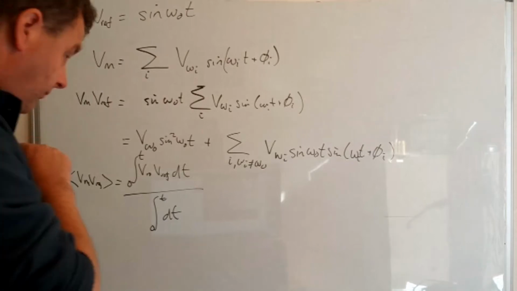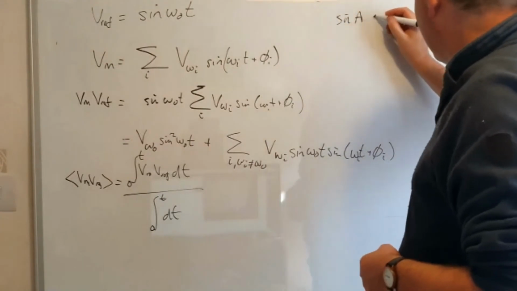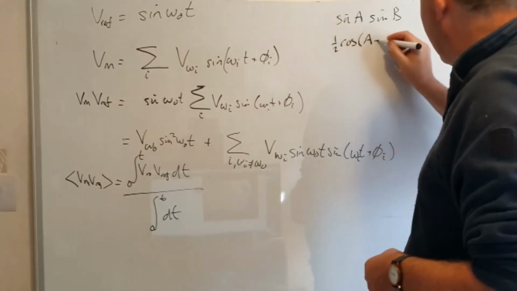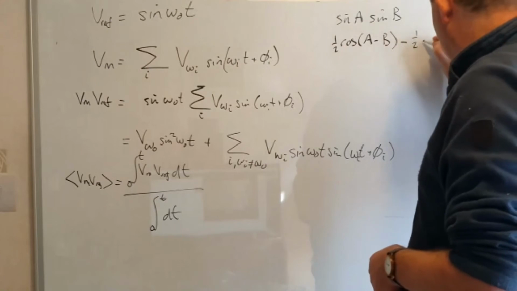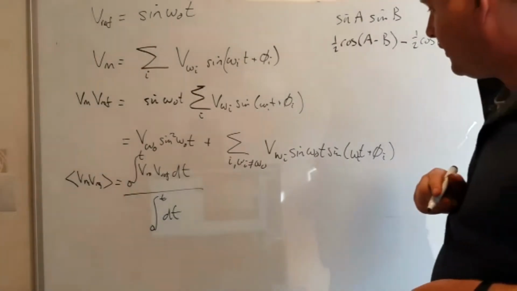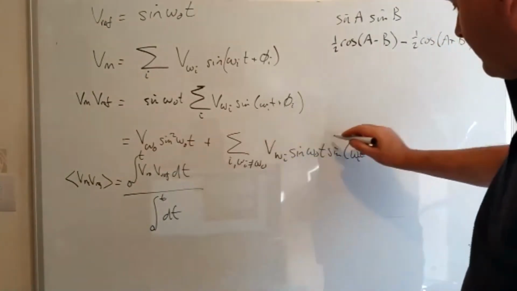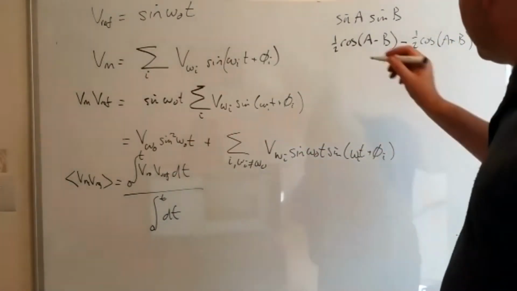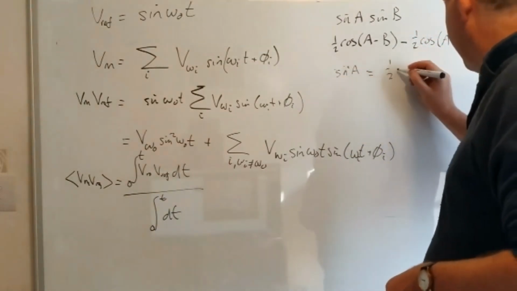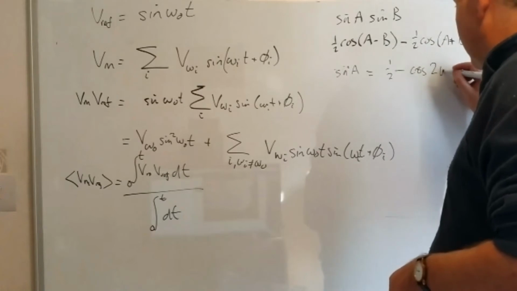Okay, so the other thing we're going to do is remember that if we have sine A times sine B, that's given by a half cos A minus B minus a half cos A plus B. So as we write down the integral, we can also sort out these sine squared and these sine products, two signs here. So this is telling you that sine squared A is equal to a half minus a half cos 2A.